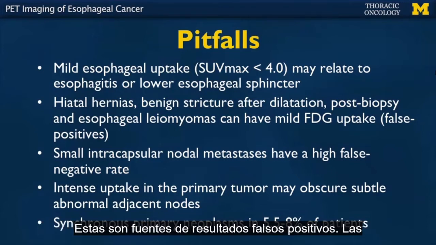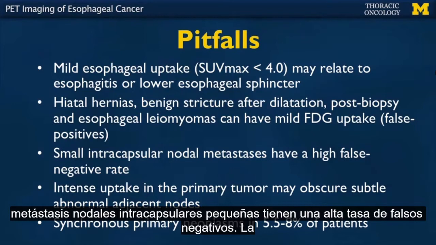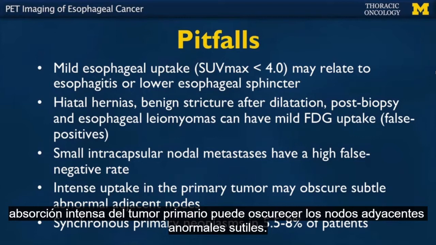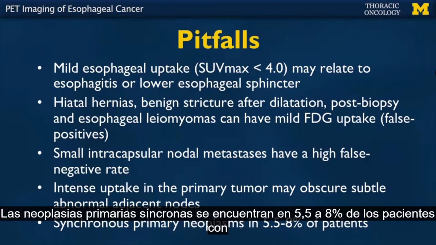Small intracapsular nodal metastases have a high false negative rate. Intense uptake in the primary tumor may obscure subtle abnormal adjacent nodes. Synchronous primary neoplasms are found in 5.5 to 8% of patients with esophageal cancer on PET scanning.